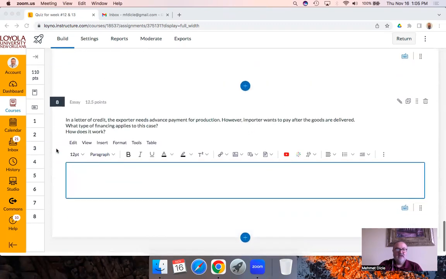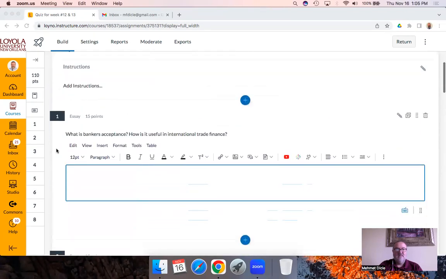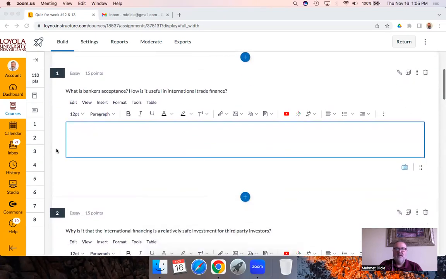We have about 8 questions, and some of them are very simple but specific, and I'm hoping that we'll answer them as briefly as possible. So I started out by asking, what is a banker's acceptance and how is it useful in international trade finance?